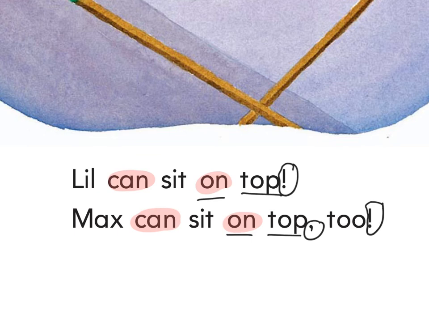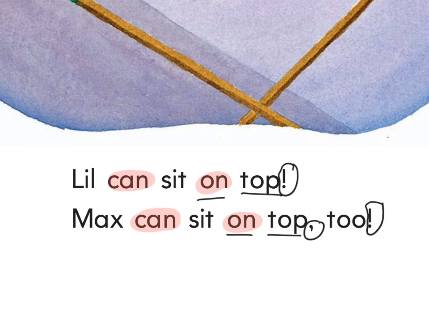So pause the video. Read it quietly to yourself with your finger moving, your eyeballs moving, and your mouth moving. We're going to whisper read here in the classroom until we're all ready to read this together. And we know the words. We practiced several times. Okay, let's read together. Fingers ready. Ready and read. Lil can sit on top. Max can sit on top too.